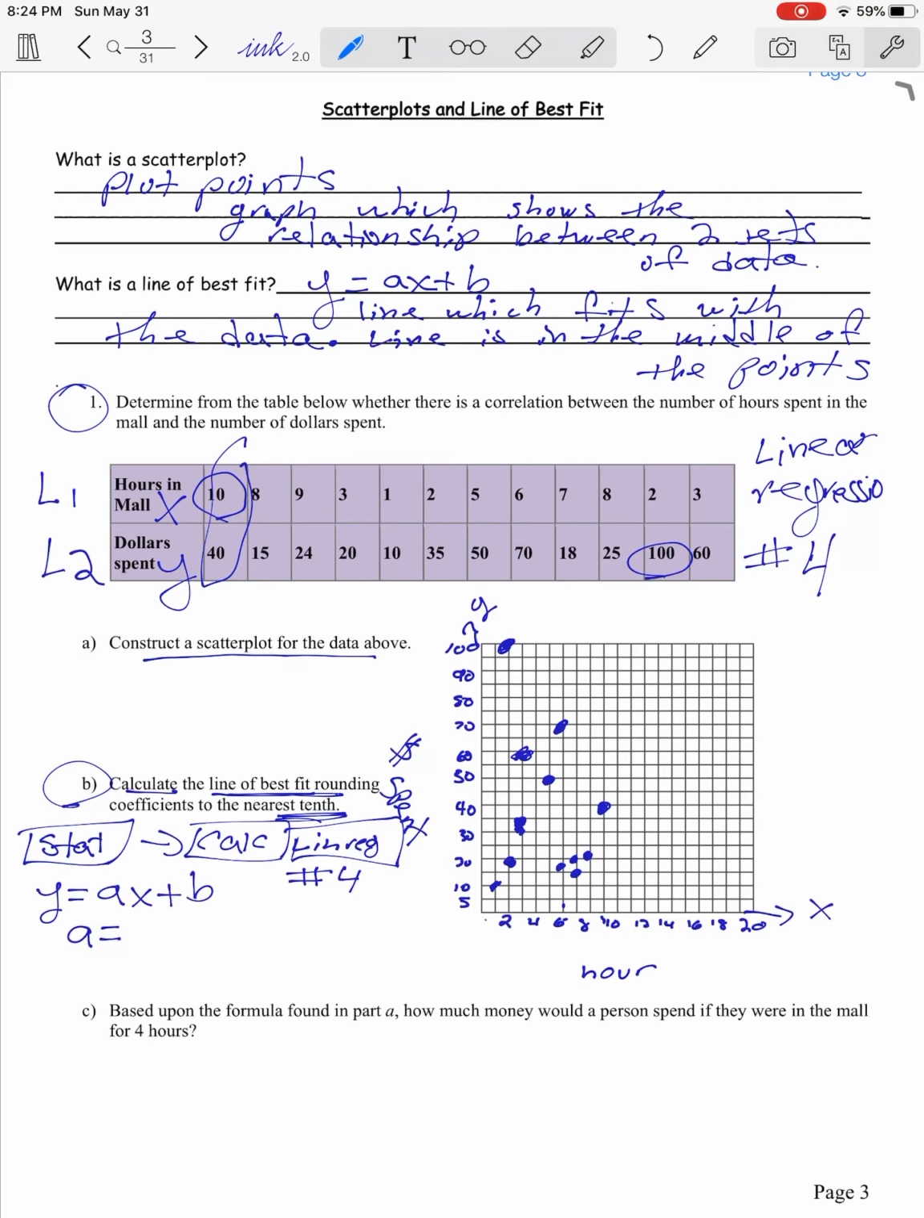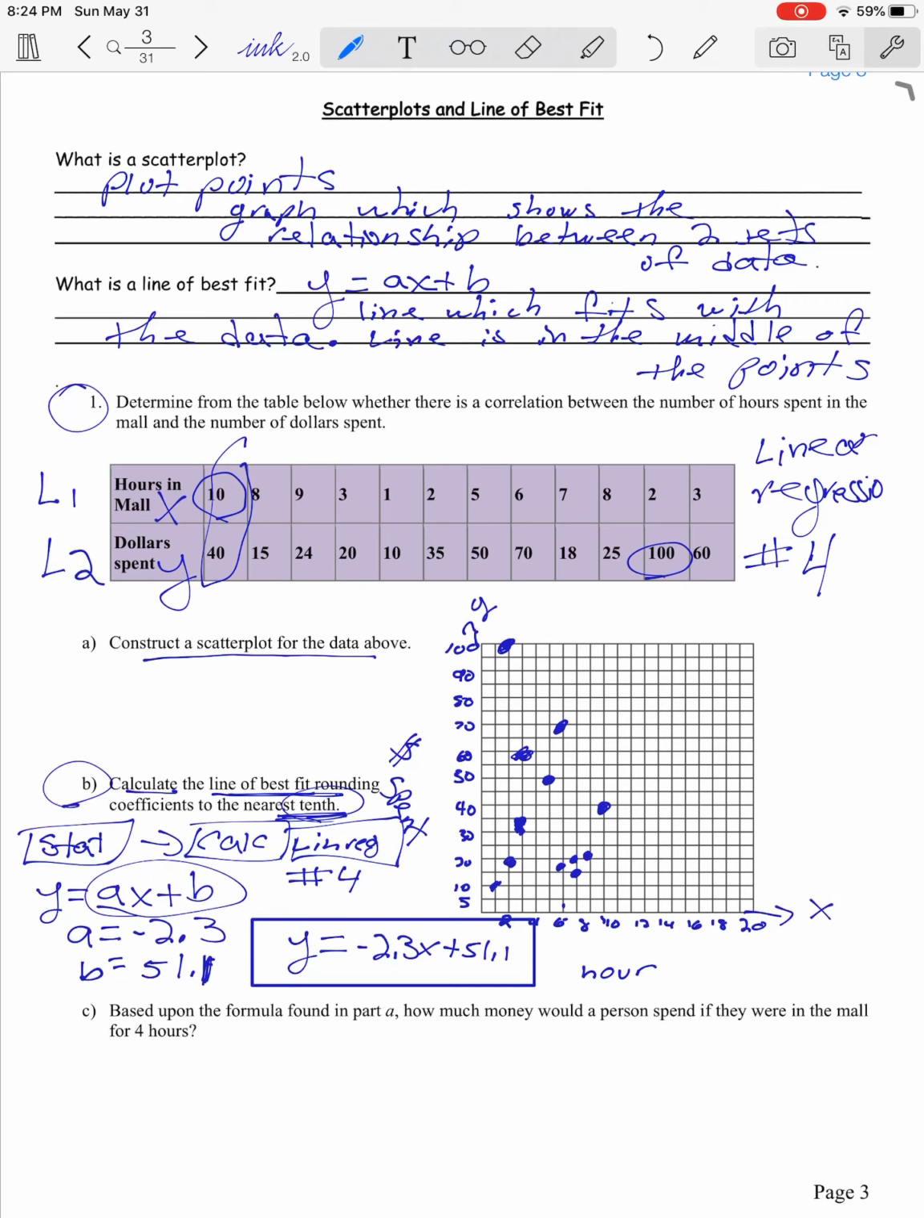A, I got negative 2.3 because they want me to round to the nearest tenth. Okay. B, I got 51.1. Okay. And then when I write my equation, I know I'm going to put it into this, ax plus b. So it's negative 2.3x plus 51.1. That right there is my answer. Okay, I plug it in. So just like last week you did exponential regressions, this week you are doing linear regressions.